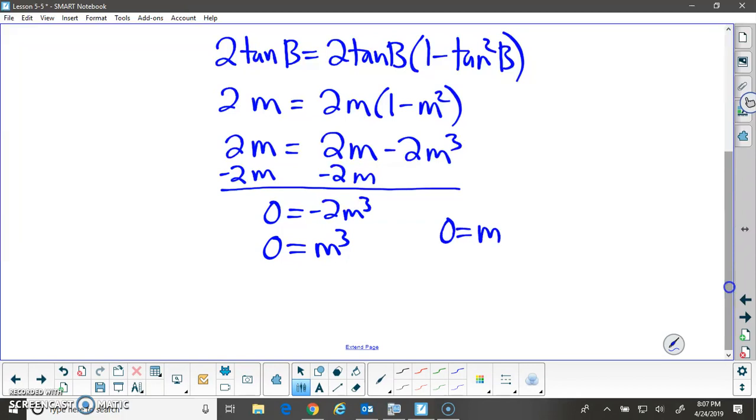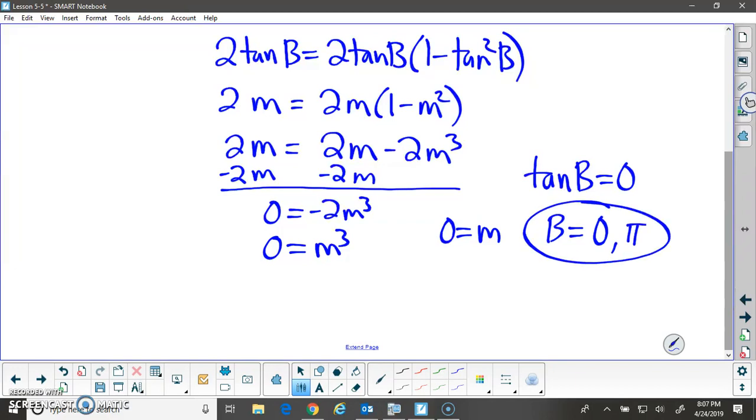Well, m was a tangent, so now we only need to solve tangent of beta equals 0. And so that answer would be 0 and pi. Just 2 solutions on that. So this first day of lesson 5 of chapter 5 is on using double angle identities.